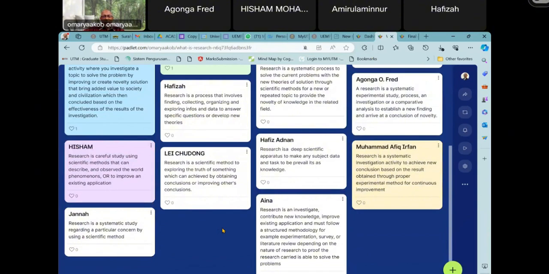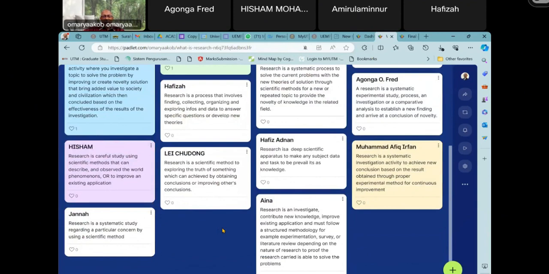Hafidhuddin, research is a scientific process of investigating any information by gathering data and knowledge from previous investigation, finding to create new understanding and to achieve new conclusion in which this finding can be used to either further investigation in the future or to solve current problem, able to come out with new theories. A very long one. Mirror, research is a groundbreaking activity where you investigate a topic to solve the problem by improving or create novelty solution that bring added value to society civilization, which then concluded based on the effective result investigation.